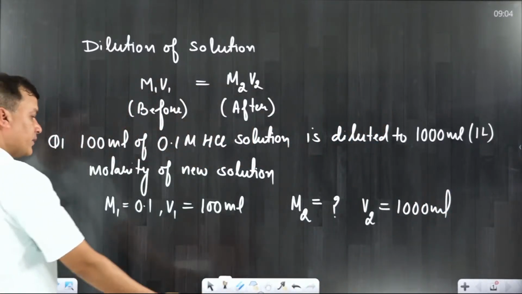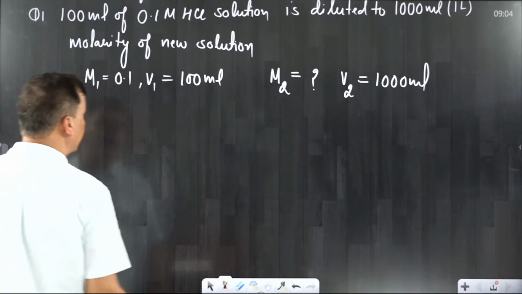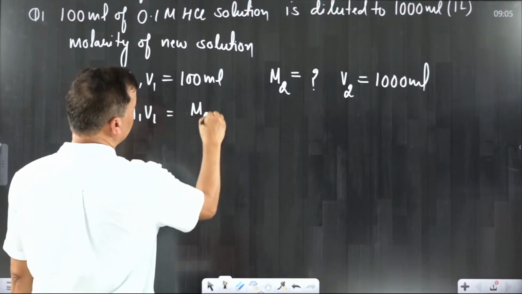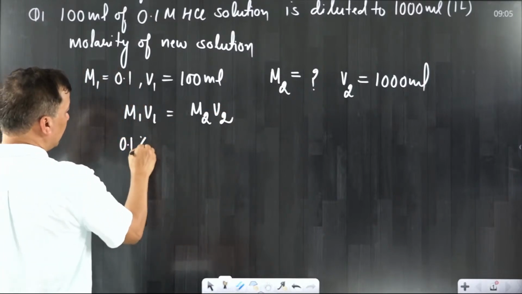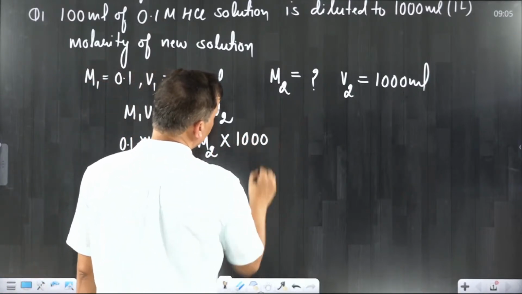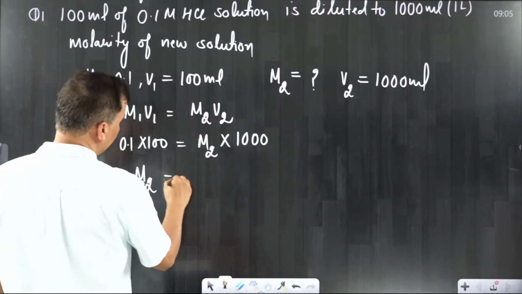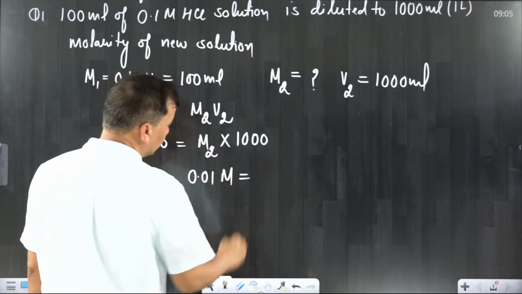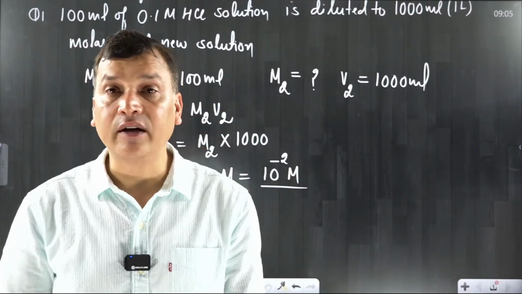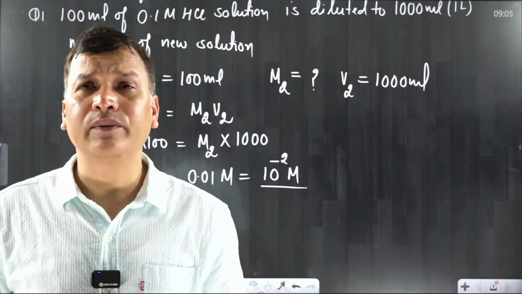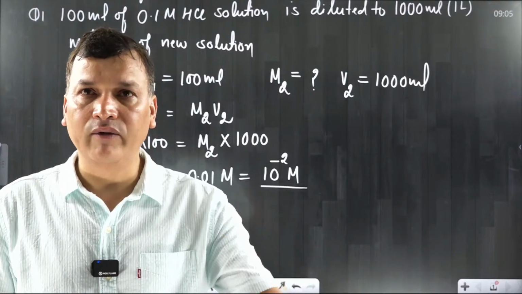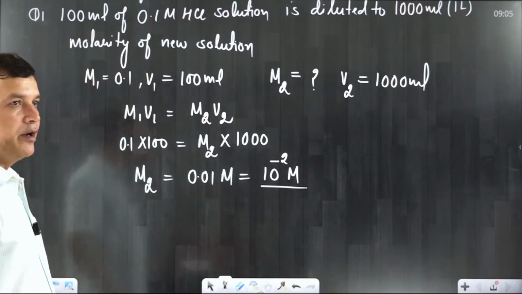What I told you is that the number of moles of solute before dilution and after dilution will remain the same. So I am writing once again, M1 V1 is equal to M2 V2. Here is 0.1 into 100 is equal to M2 into 1000. So M2 is 0.01 molar, or 10 raised to power minus 2 molar. Is it clear? The number of moles of solute remains the same because we are just adding water, the solvent, to the solution.